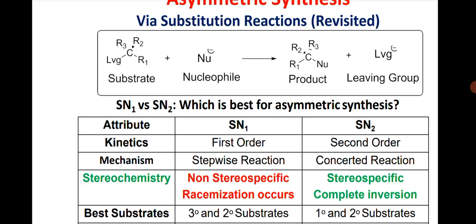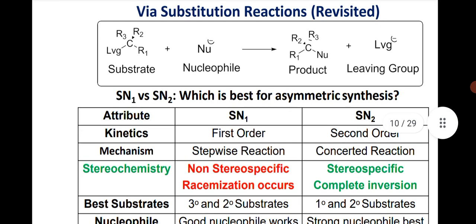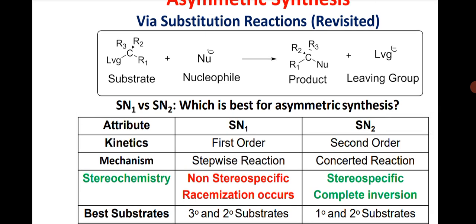In SN2, the nucleophile plus substrate both are responsible for the formation of the product, while in the case of SN1, only the substrate is responsible. The rate of the reaction in SN1 is dependent only on the substrate, while in the second order reaction, that is SN2, the rate is dependent on the nucleophile as well as the substrate.